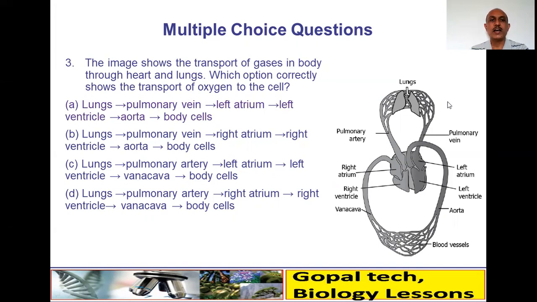Yes, so the correct answer is A, lungs. From lungs, it will go through the pulmonary vein to the left atrium. From left atrium, it will go to the left ventricle. From left ventricle, it will go to the main artery aorta and to the body cells. So among these, this is the correct option.